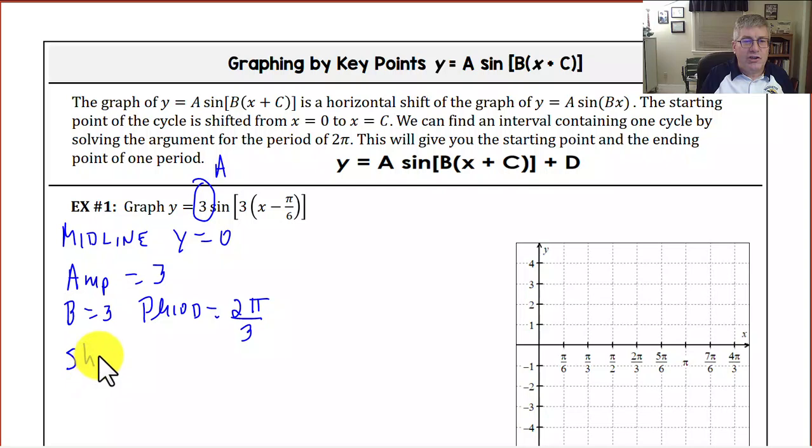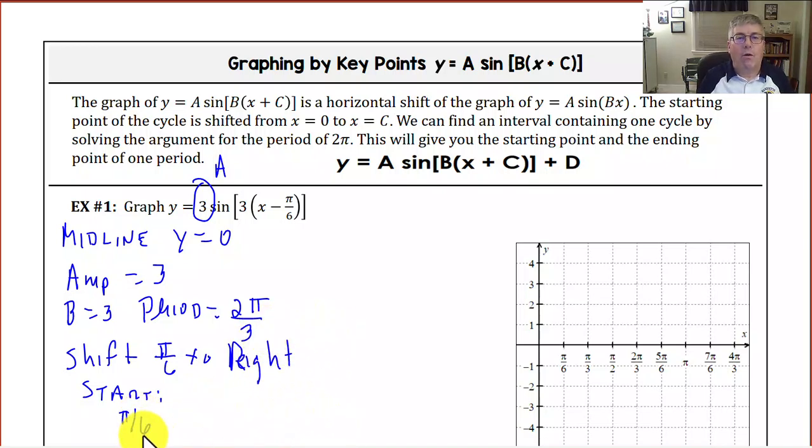And we also have a shift. We have a phase shift of pi over 6 to the left. Oop, I beg your pardon. That's actually to the right. We have a shift of pi over 6 to the right. So the opposite of what we're looking at, just like what we've done before. So pi over 6 is going to be our starting point. So we're going to start at pi over 6. That's going to be our starting line for graphing our sine curve.